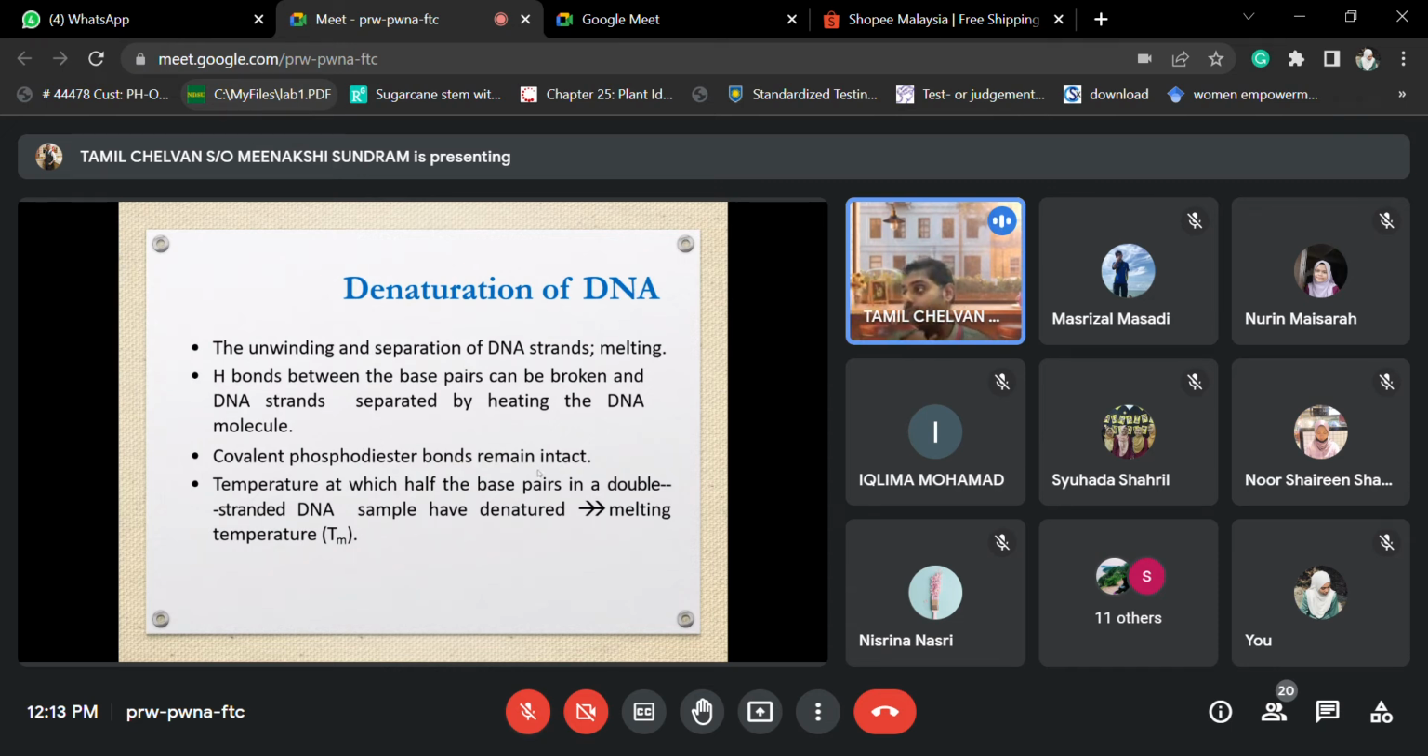Temperature at which half of the base pair in a double-stranded DNA sample have denatured is called the melting temperature. Half of the base pair. So kita panggil dia melting temperature, Tm. Okay.